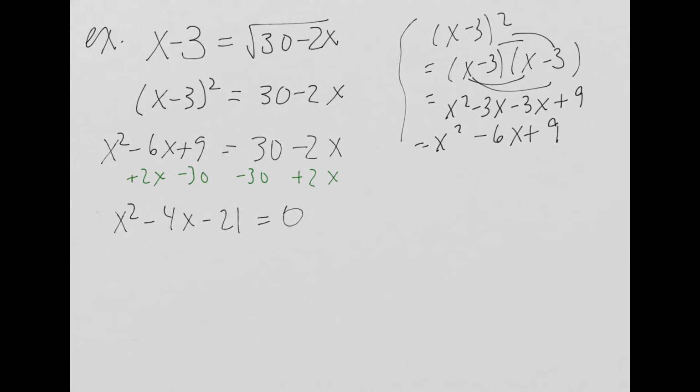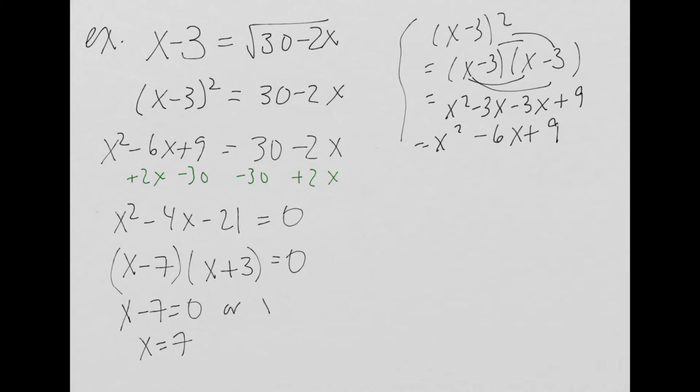Now we want to solve this. We can do any of the methods. We could complete the square, we could try to factor, use the quadratic formula. I think this actually factors pretty nicely. I think this factors as x minus 7, x plus 3. And if you don't believe me, you can use the quadratic formula and double check it. So that tells me either x minus 7 is 0, so x equals 7, or x plus 3 equals 0, so x equals minus 3. Those are our two choices. We've got to check to see if one of them or both of them work.